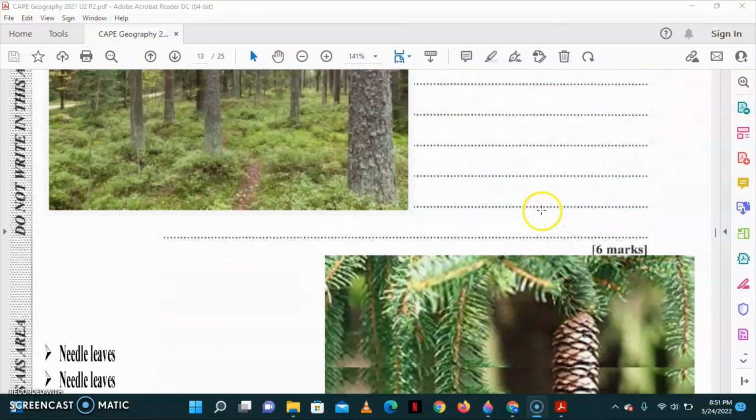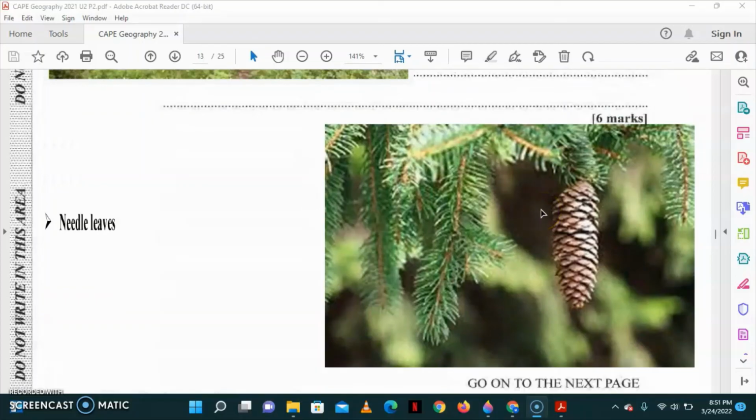And another way that they have adapted is that they have needle leaves. So these plants have needle leaves with a very thick cuticle, and this is basically there to cut down on transpiration as moisture is not available, and also protects the leaves from very low temperature.